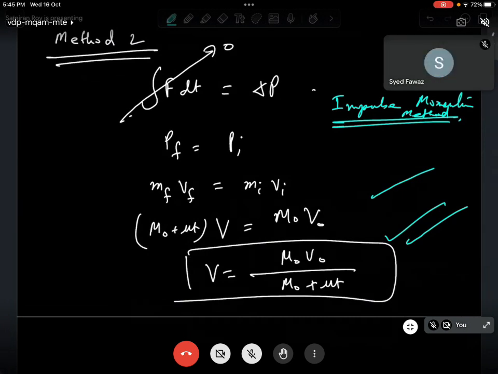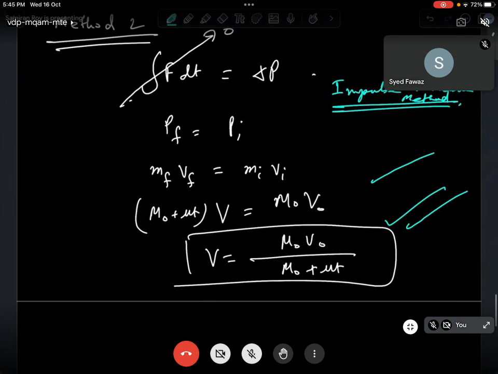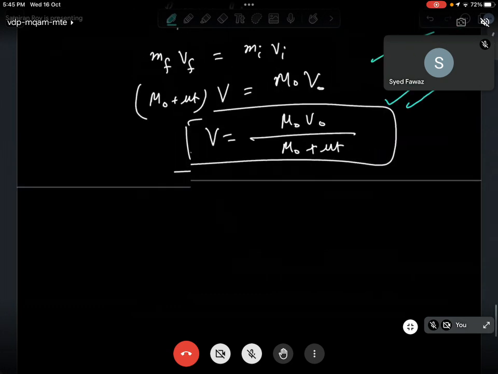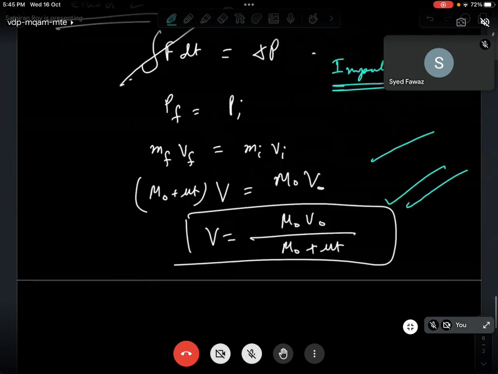Now, in this question, what did I tell? There is a cart. I have given the cart a velocity v0. There is no external force. It's moving. So all of you understood? Does anyone have any doubt in this question?